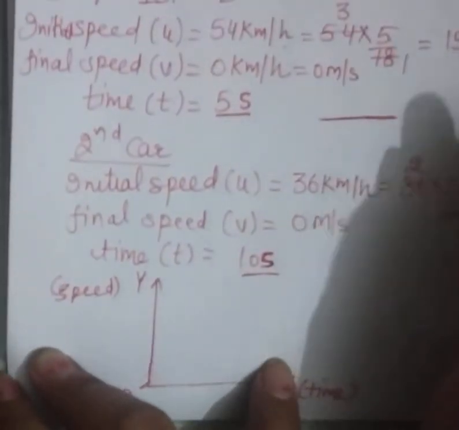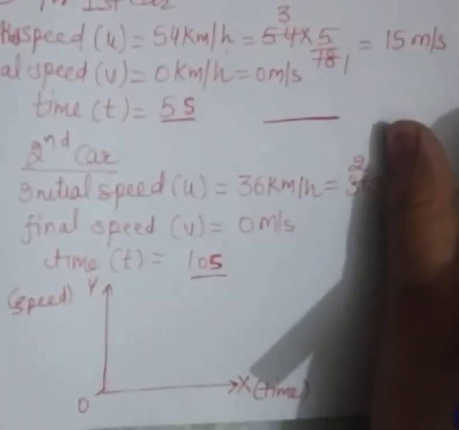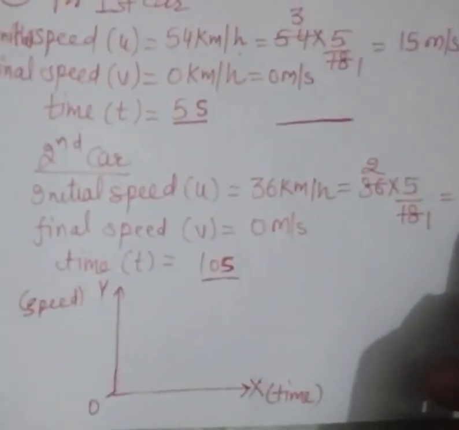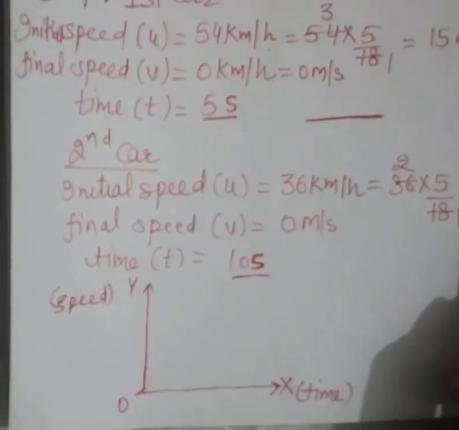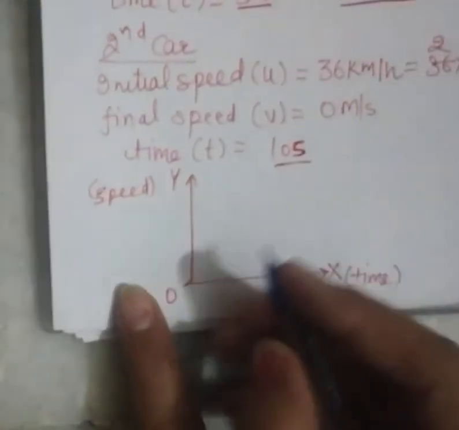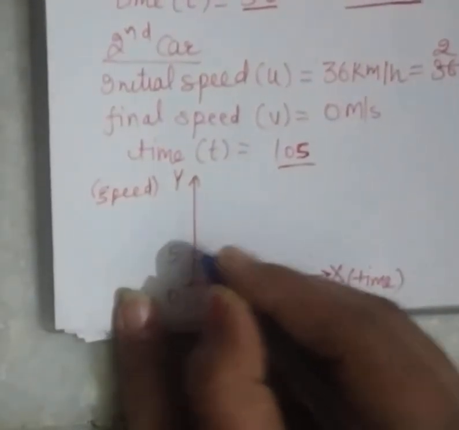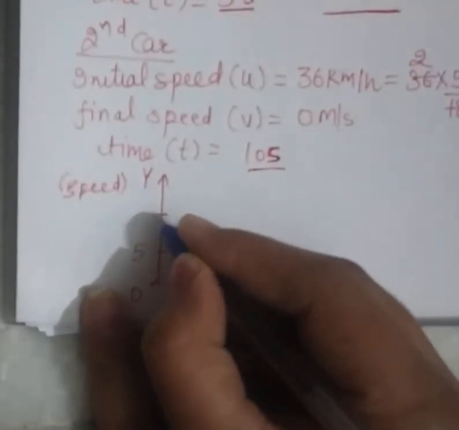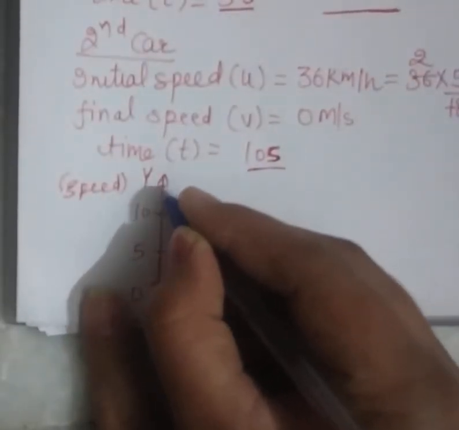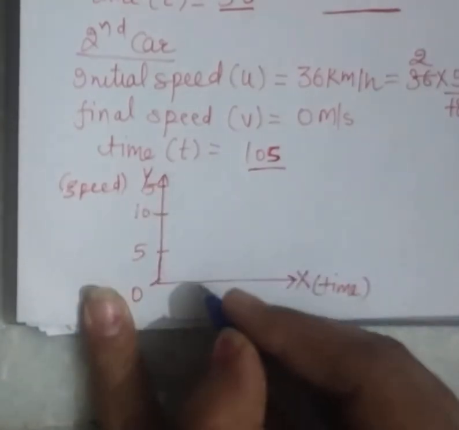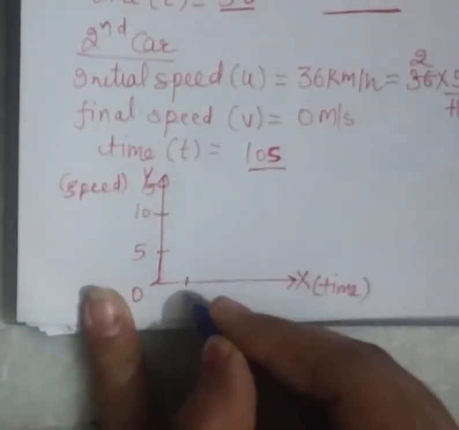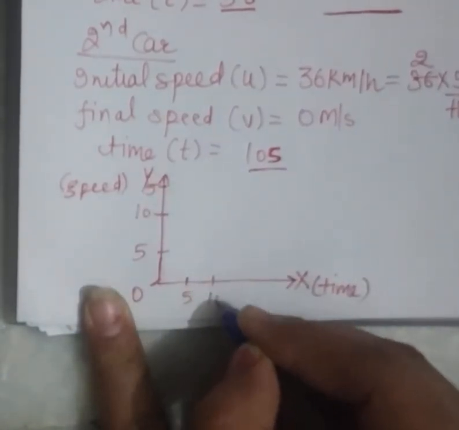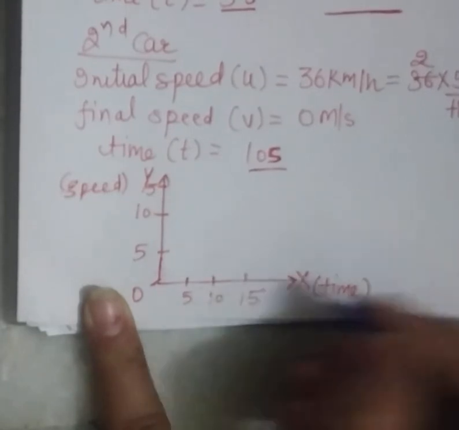Dear students, it is 15 meter per second. And for the second, it is 10 meter per second. So I am taking the multiples of 5 here: 5, 10, 15. And here time: 5 second, 10 second, 15 second.